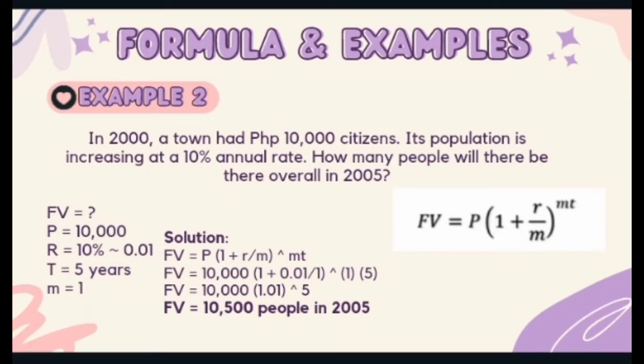The solution would be P open parenthesis 1 plus R over M close parenthesis raised to MT. For the distribution, 10,000, 1 plus 0.1 over 1, then raised to 1 and 5. So, 10,000, open parenthesis 1.01, close parenthesis raised to 5. So if you solve that, you will get 10,500 people in 2005.